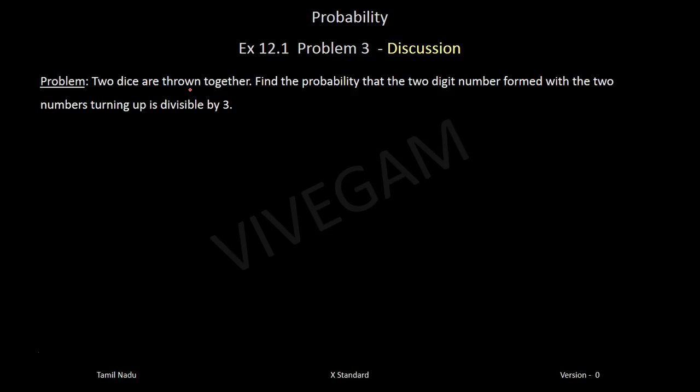So what they mean to say is that two dice are thrown. Let's say the first die is coming out 1 and the second die is coming out with 2. So what's the number which is formed by these two outcomes? 12. Is it divisible by 3? Yes, it is divisible by 3.